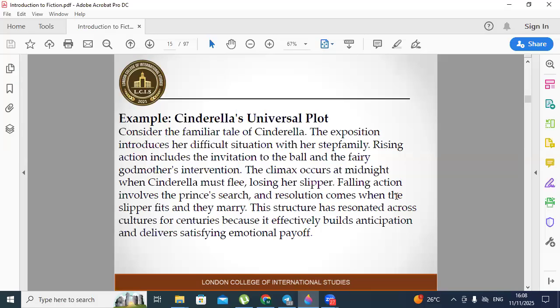This structure has resonated across cultures for centuries because it effectively builds anticipation and delivers satisfying emotional payoff. The pattern feels right because it mirrors how we experience challenges in life: initial problem, complications, crisis, consequences, resolution.